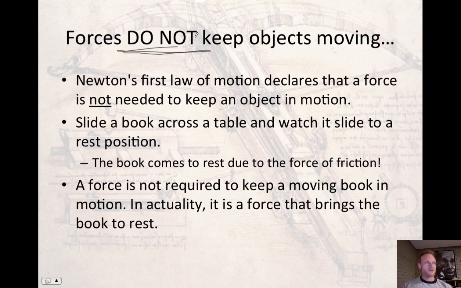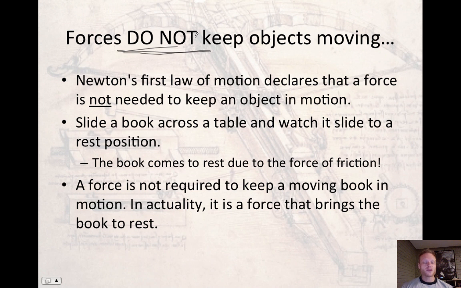Okay, so satellites in orbit around the Earth, it's not like they have an engine pushing them the entire time. Or like an asteroid flying through outer space. There's not an engine on that asteroid. It just keeps on moving because there is no force to actually stop it. So Newton's first law of motion declares that a force is not needed to keep an object in motion.